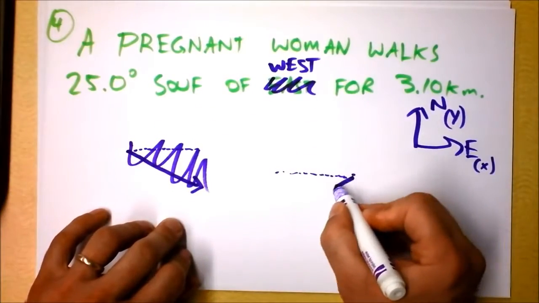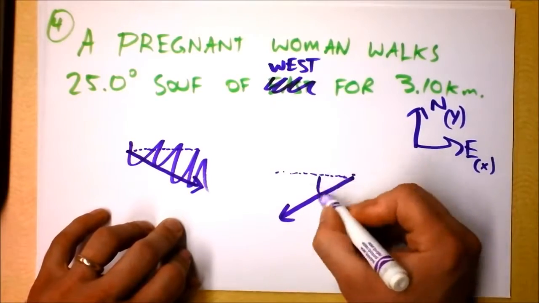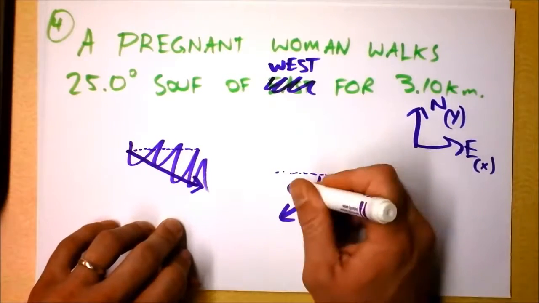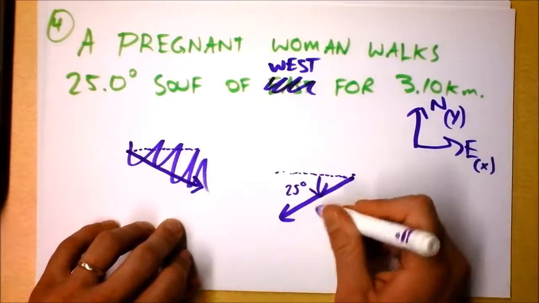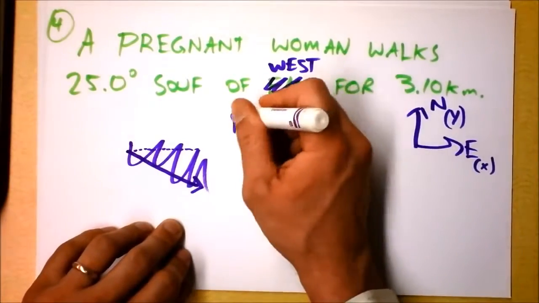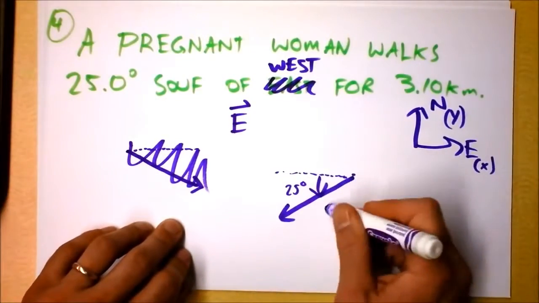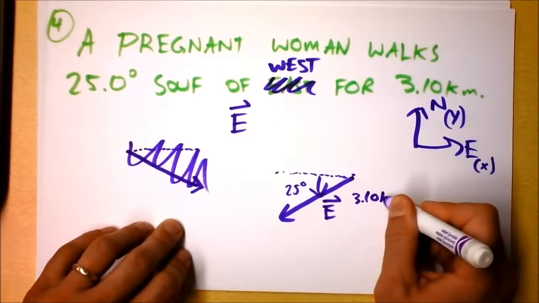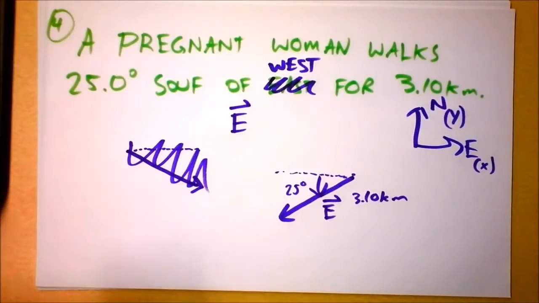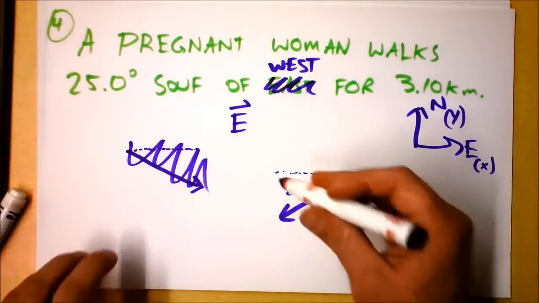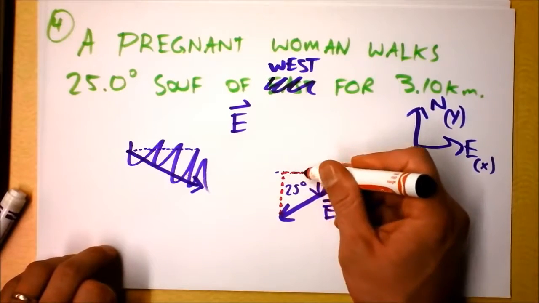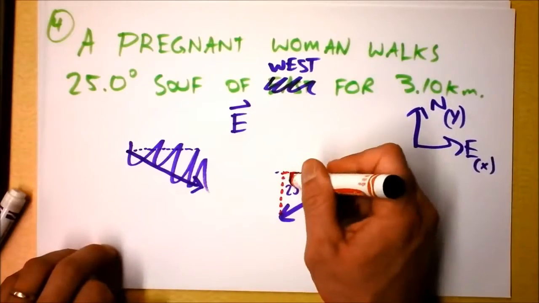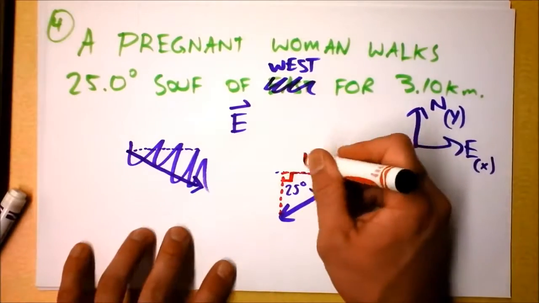All right, so she goes like that, and this is a small angle. It's only 25 degrees, and this vector here, vector E, is how long? 3.10 kilometers. I need to make a triangle, with a right angle right here. All right, good. And then I'm supposed to find these components.